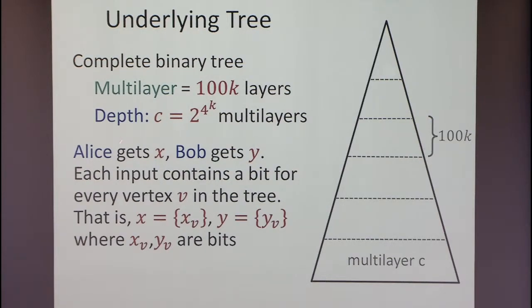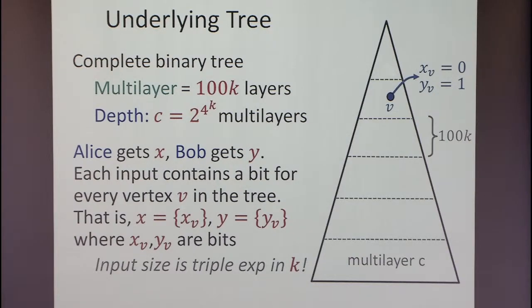And we had input, so Alice got some x and Bob got some y, such that x contains 1 bit for every vertex in the tree, and y contains a possibly different bit for every vertex in the tree. So this is a vertex. Alice gets some bit, Bob gets another bit. And we remarked that the input size is huge here.